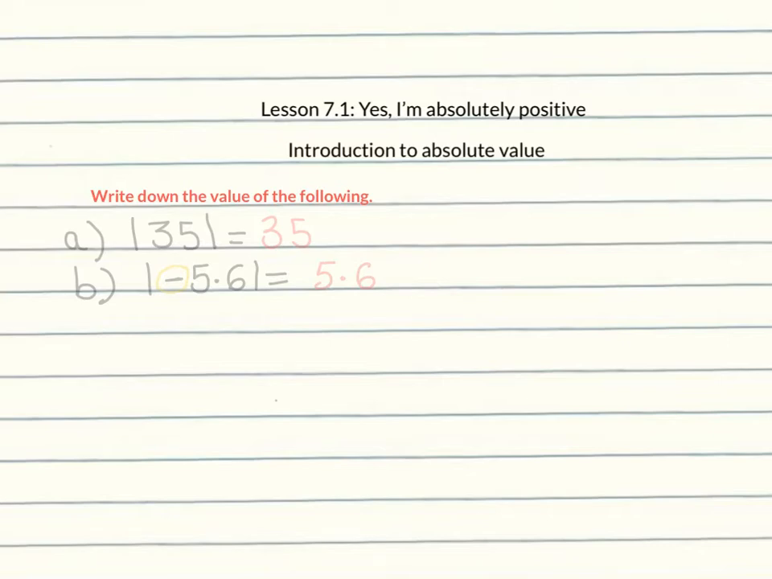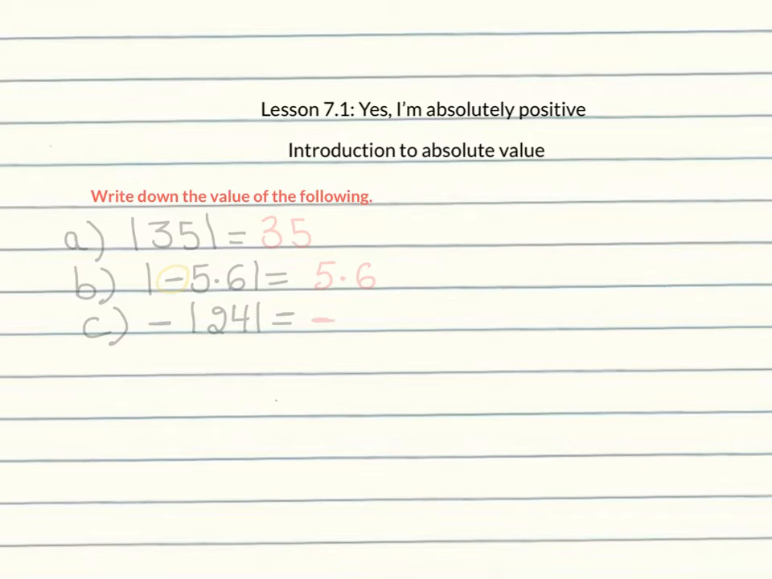Another example, part C, minus absolute value of 24. As you can see here, the negative sign is not inside the absolute value, it's outside. So the absolute value signs have no power on it. They cannot change it because it's outside. So it stays as is, minus.